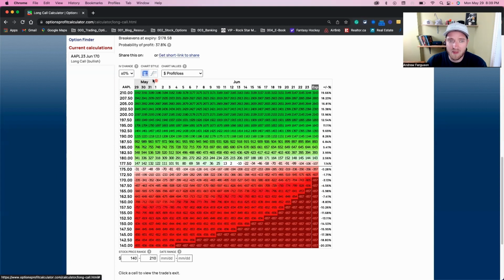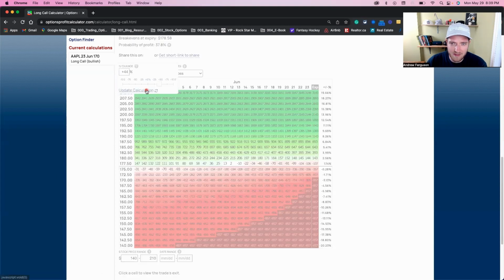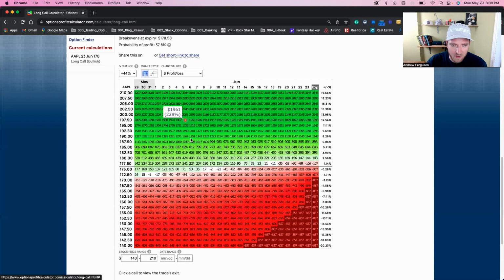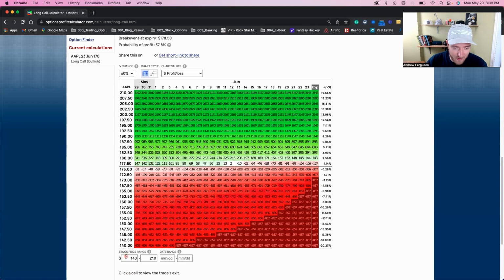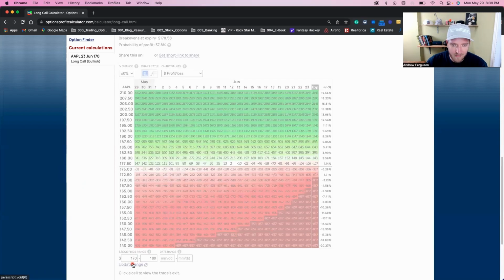You can also play with the volatility of the stock, and you can change that to see how that's going to update things. It's going to beef up some of the returns and make it go a little bit quicker. And sometimes if IV changes, you can play with that as well if you want to. You can also go down here and tighten this range up. You can say, I want to go from 170, and we'll go up to, I don't know, 180. Yeah, let's do that and update the range.